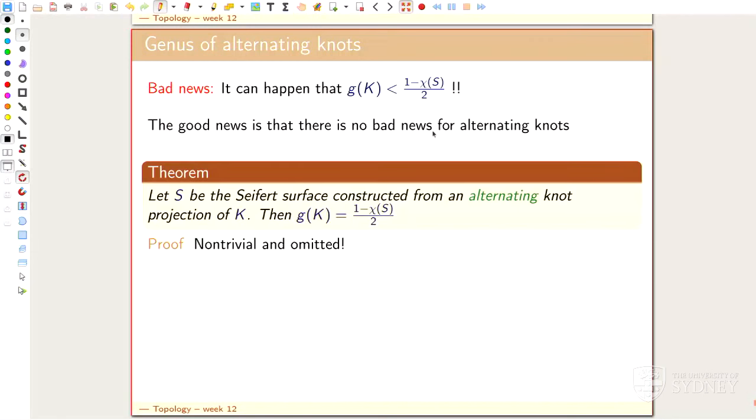But it turns out that for alternating knots, so for an alternating projection, this number is always spot on. So how do you check whether an alternating knot is the unknot? Well, you just compute this number, and if it's not 0, you're done.